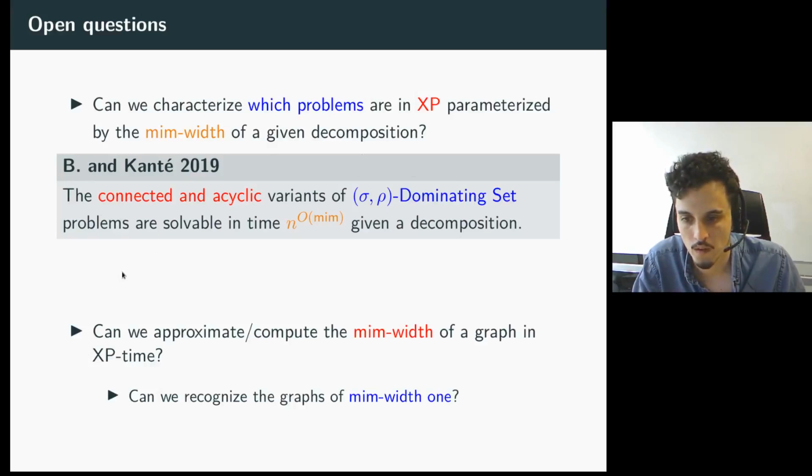And the second question is about the computation of Mim-width, and so can we approximate or compute the Mim-width of a graph in XP time? I recall that it is proven to be unlikely to be FPT. And one step to answer this question would be to recognize the graphs of Mim-width 1.